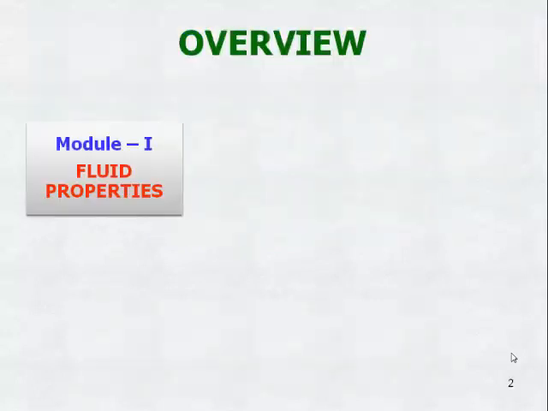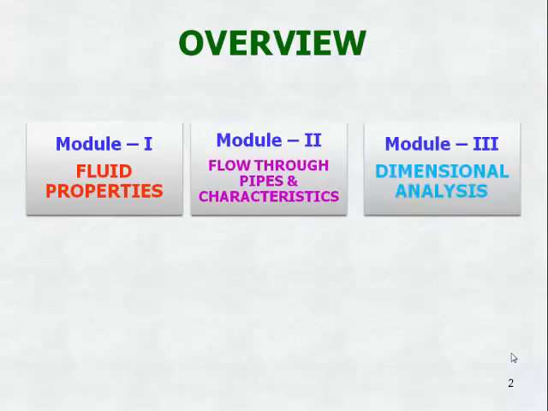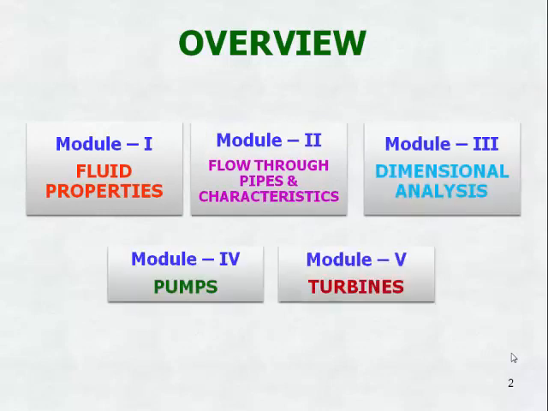Course overview. In this course overview, we have 5 modules. Module 1 is fluid properties. Module 2, flow through pipes and characteristics. Module 3, dimensional analysis. Module 4, pumps. And Module 5, turbines. Basically, the first 3 modules are fluid properties and mechanics. Modules 4 and 5 are fluid machinery.